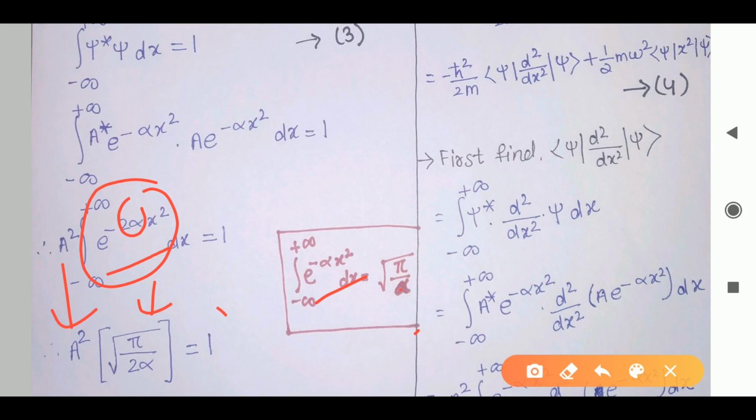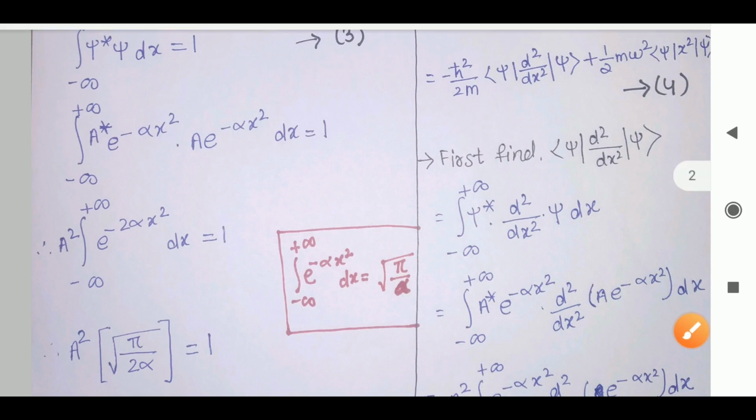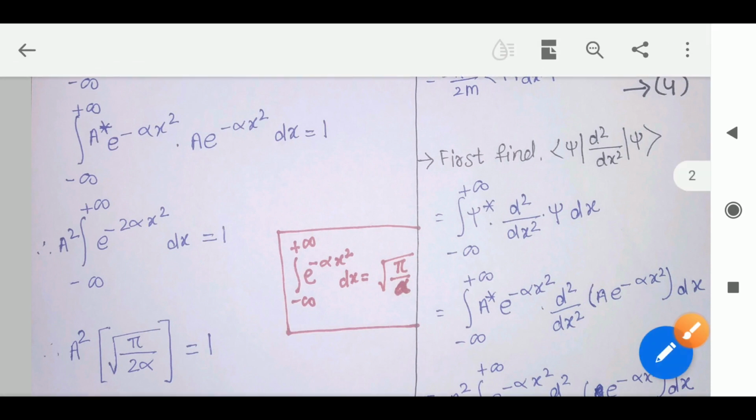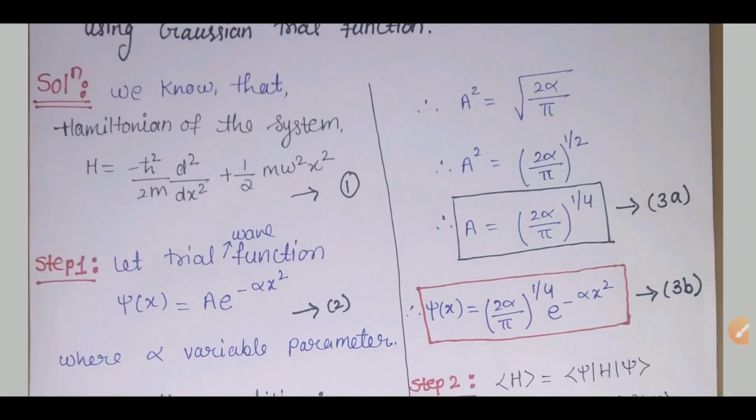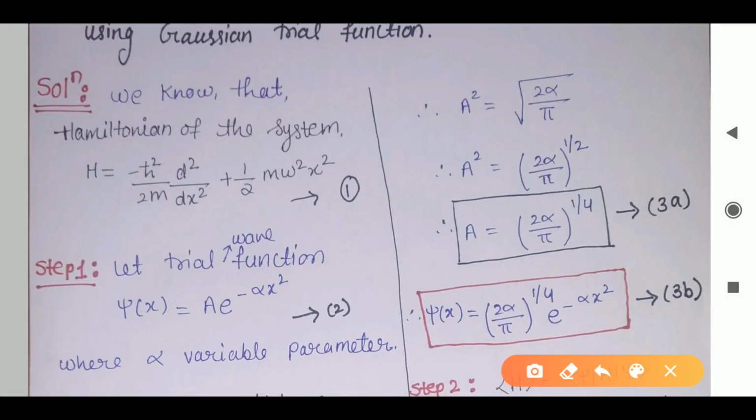So now from this we can easily solve for the value of a square. a square will be 1 divided by this value. Okay, that is this, you can see here. When we invert we will get this. So a square we have got this, and taking the root we can write the power as half. Then a will be 2 alpha divided by pi, all to the power 1 by 4, since half is already there.